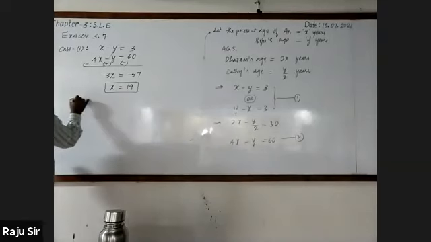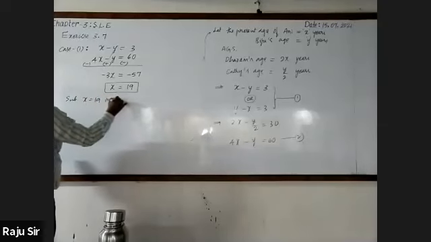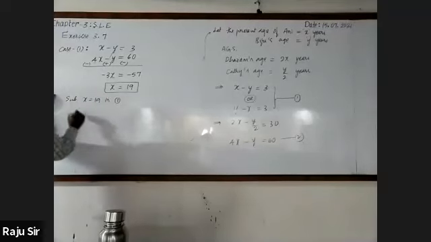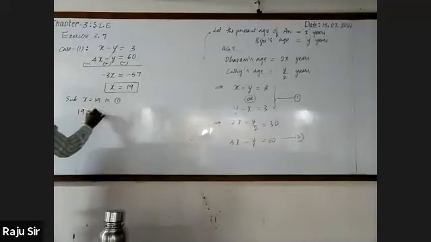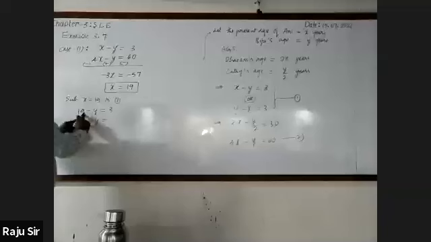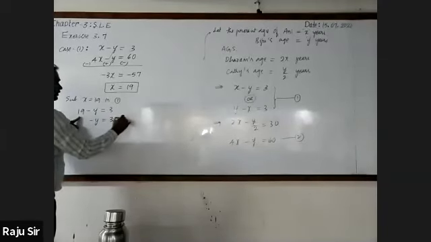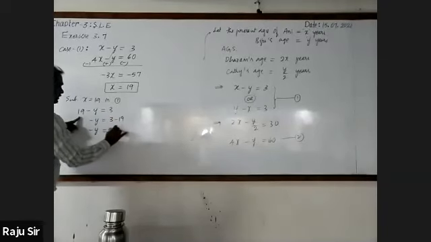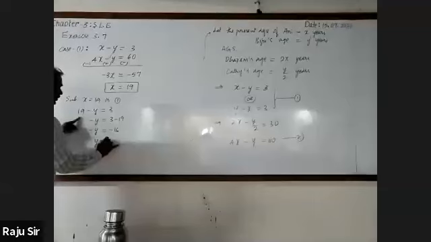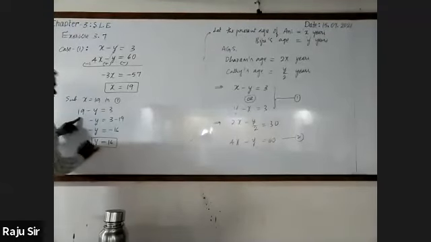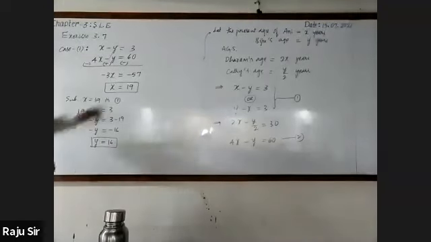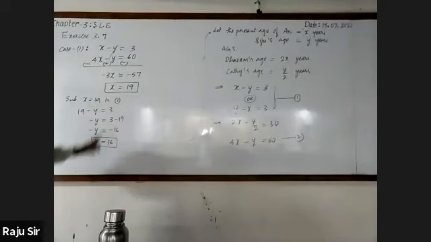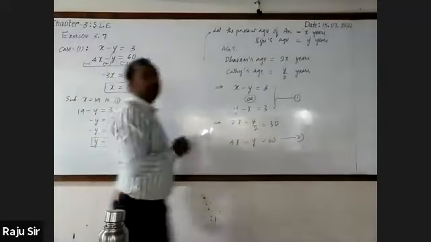Okay. Now you substitute X equal to 19. It is 19 minus Y equal to 3. Minus Y is equal to 3 minus 19, minus 16. Very good. It is minus 16 and Y is equal to 16. In the first case, Ani's age is 19 years and Biju's age is 16 years.